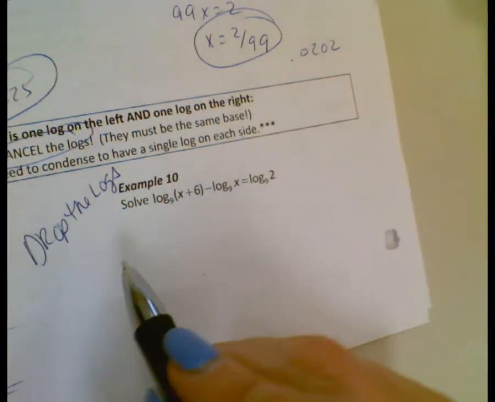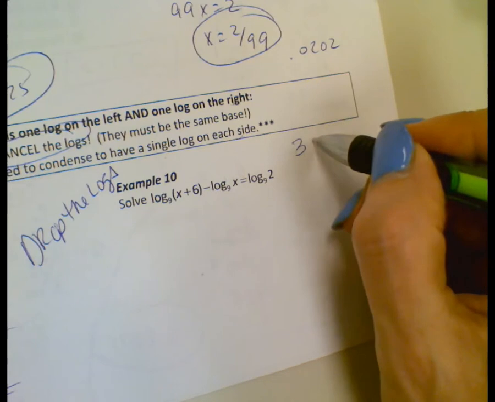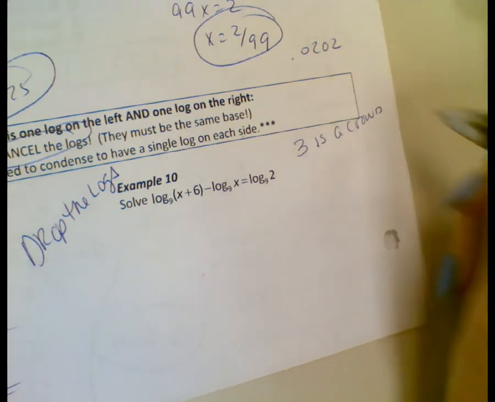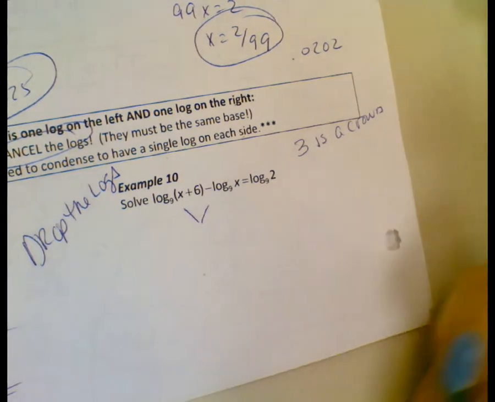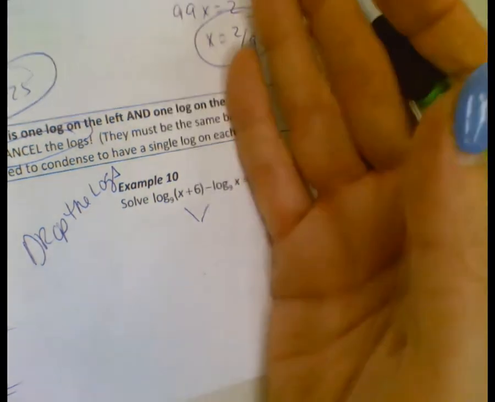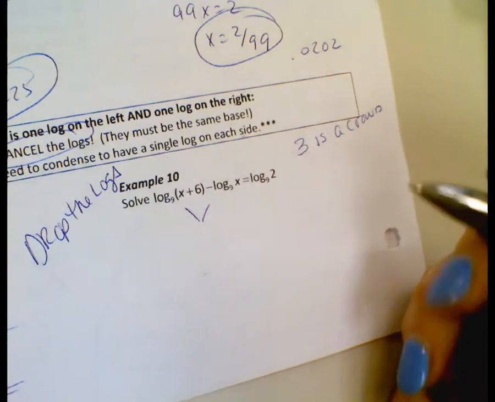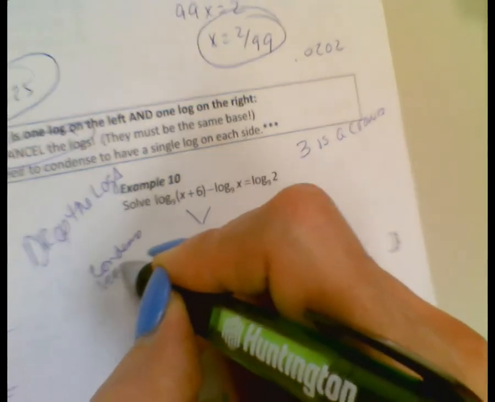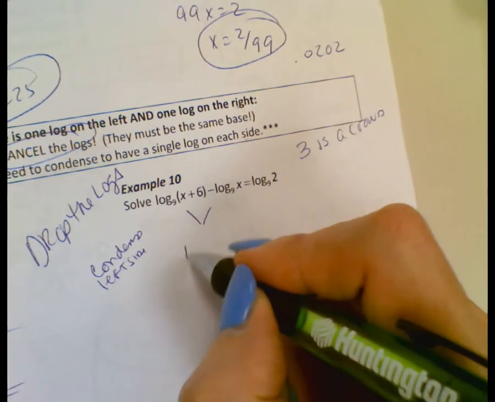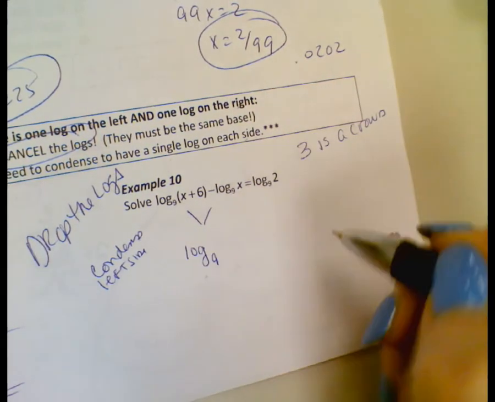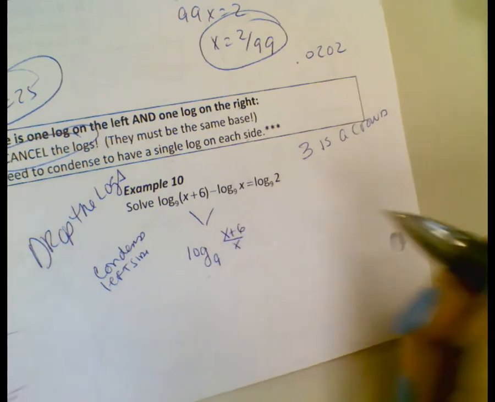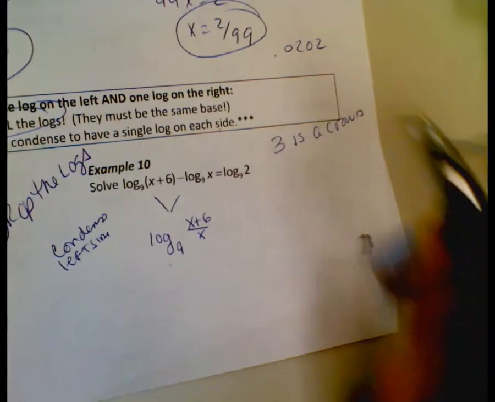On this one, we have 3 logs. 3 is a crowd. Okay, so we're going to make one condensed logarithm on just the left side. Condense the left side. So we're going to write base 9 once. And we're going to divide x plus 6 and x because there's a subtraction sign.